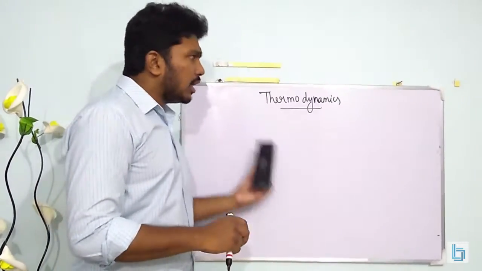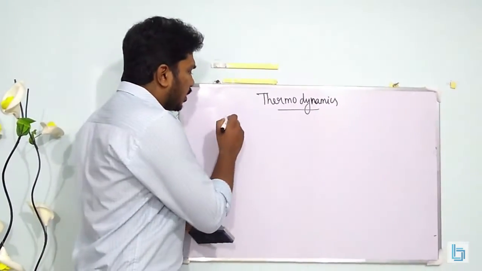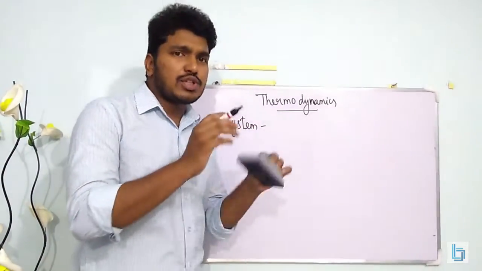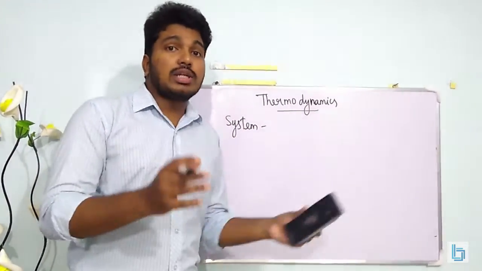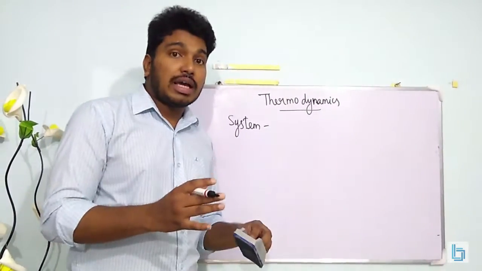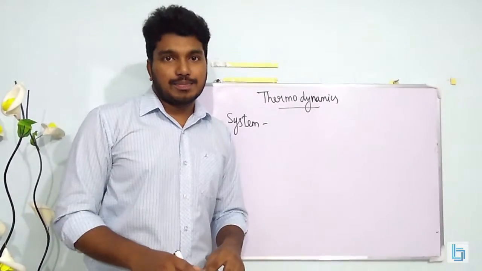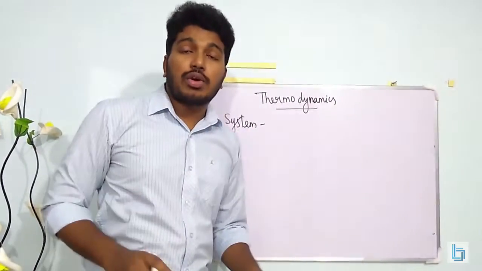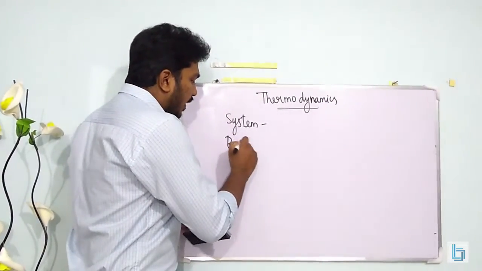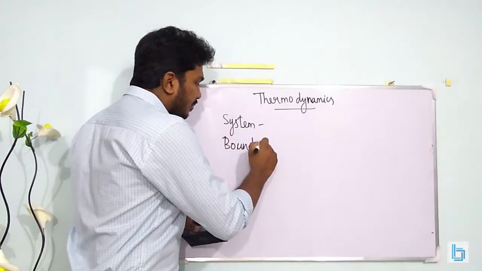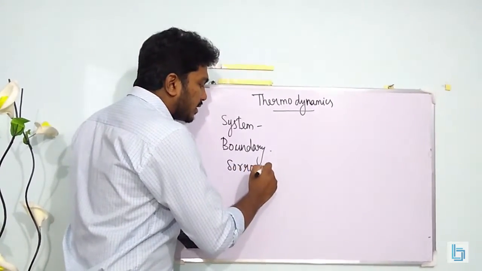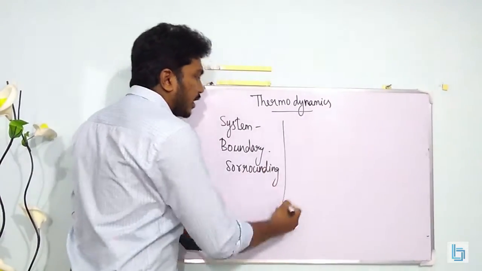When you deal with thermodynamics, the first term you should learn about is something known as a system. A system is an extremely large collection of a large number of atoms and molecules, which is confined in a boundary. Everything outside this boundary, we call the surrounding. So we have a system, a boundary, and a surrounding. Everything outside the system, we call by the name of surrounding.